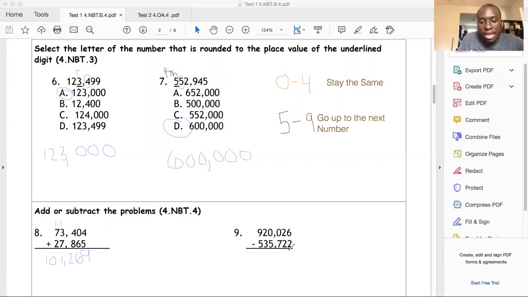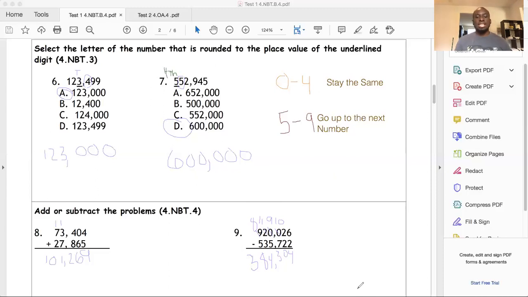I'm going to do number 9. I'm going to subtract 6 minus 2 equals 4. Cross out my 2, make it a 1. Make this a 9. Make this a 10. 2 minus 2 equals 0. 10 minus 7 equals 3. Put my comma. 9 minus 5 equals 4. I cross this 9 out, make this an 8. 11 minus 3 equals 8. 8 minus 5 equals 3.